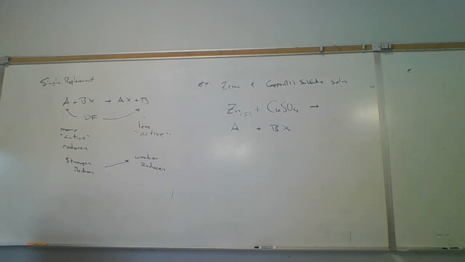This fits the A plus BX pattern, but this is not single replacement. This is metathesis. What's going to form is copper phosphate. What's the difference between this one and that one?